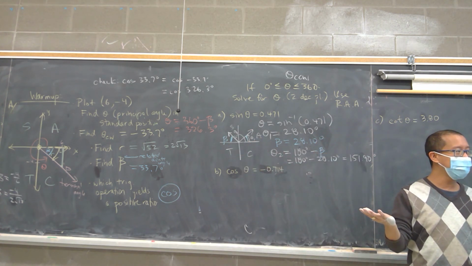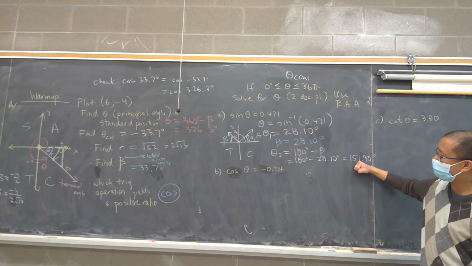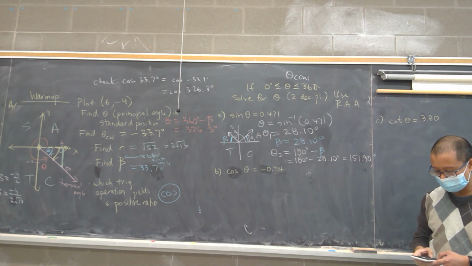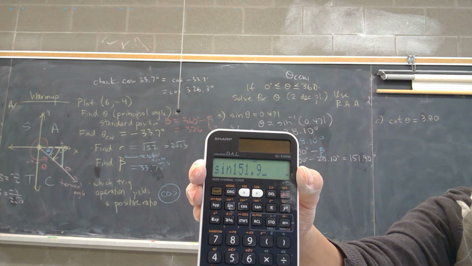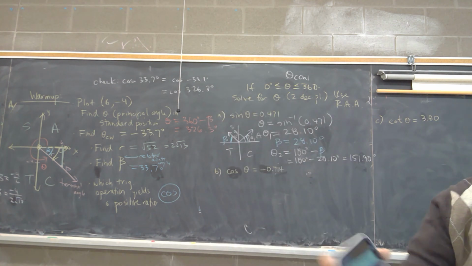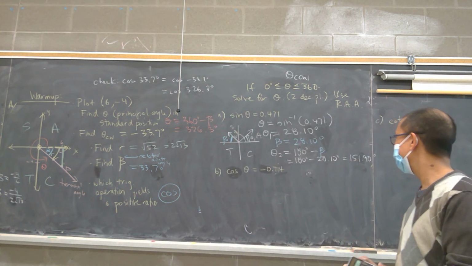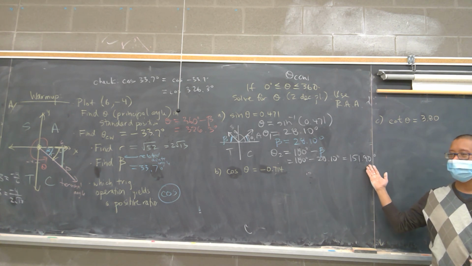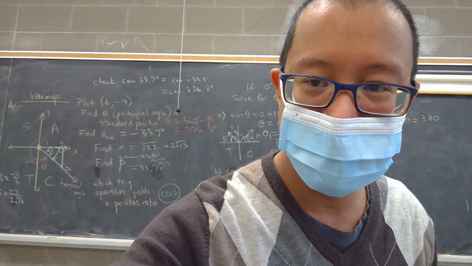Is there a way to check your answer? I think everyone agrees. The answer is yes. What would you do? Check by taking the sine of 151.90. Let's do that now. Sine of 151.9. Press equals. And notice what we get? 0.471, right over. It's the same. So we're going to stop the video here, and we'll continue with the answers when we get back.